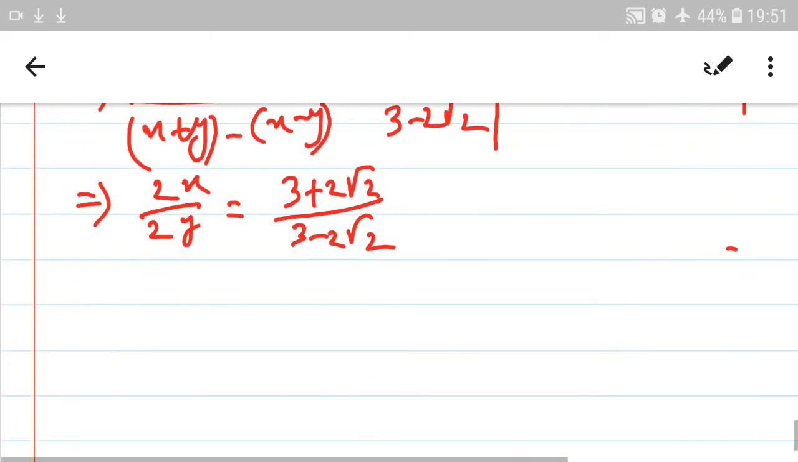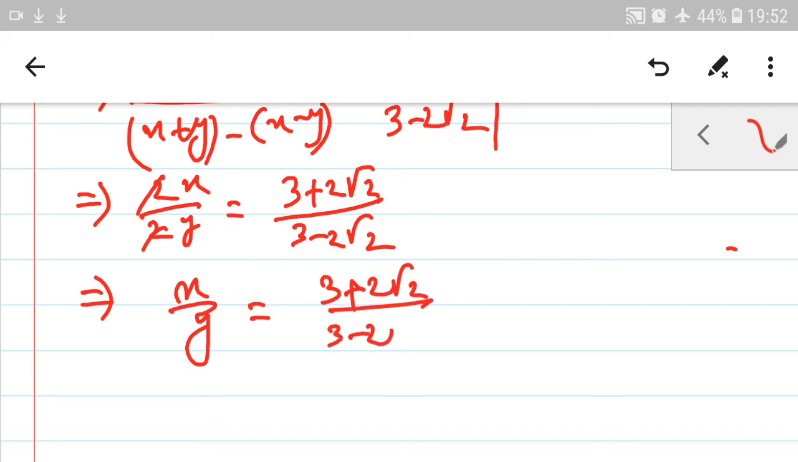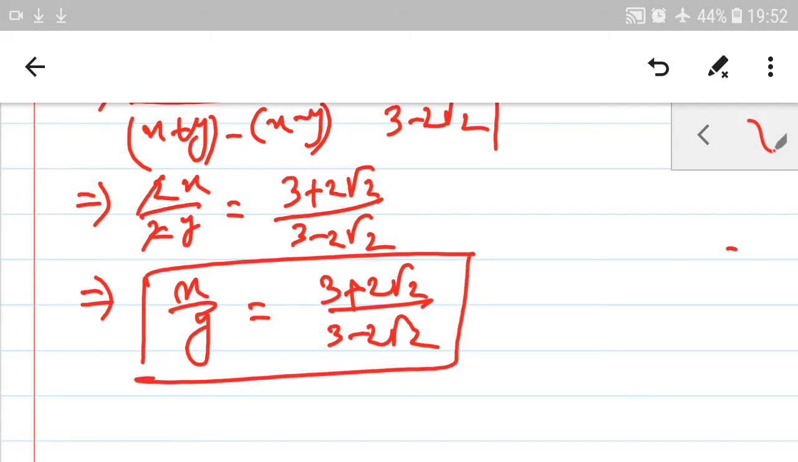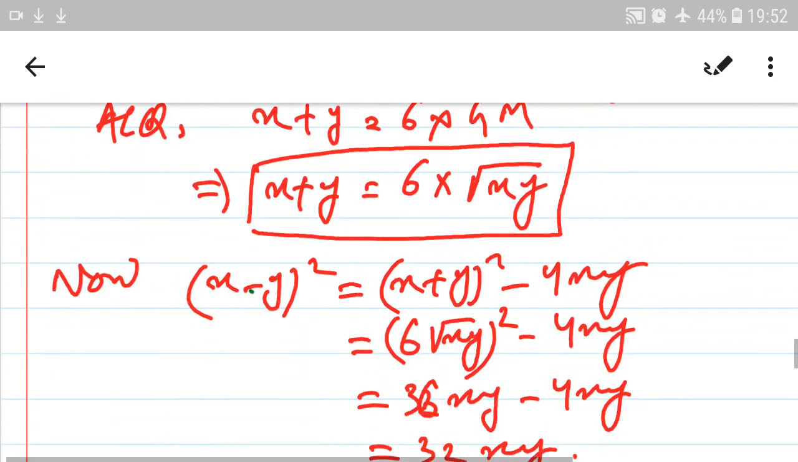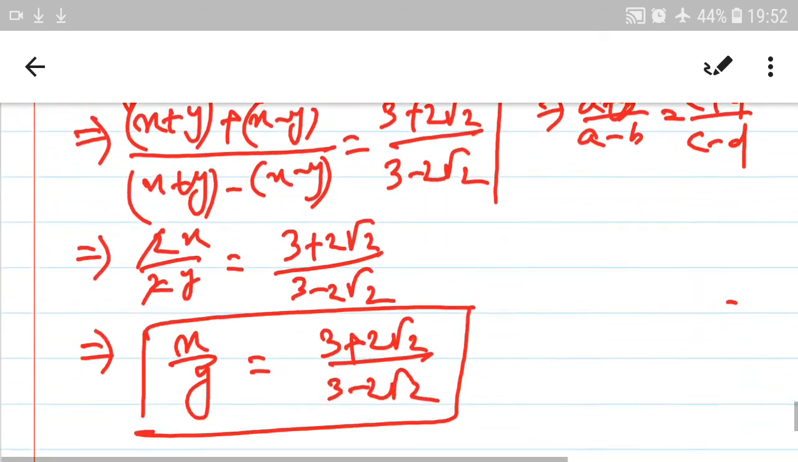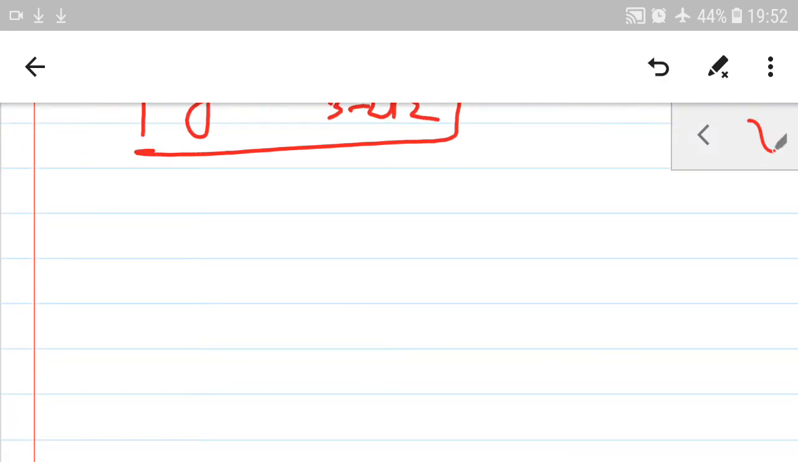If it is so, then I can write here 2 are getting cancelled. So the numbers are in the ratio, that is x by y is equal to 3 plus 2 root 2 divided by 3 minus 2 root 2. Clear? So this is the proof of that question, which was asking that the numbers are in the ratio of 3 plus 2 root 2 divided by 3 minus 2 root 2. Okay, a similar kind of question is there. Let me solve. This is the last question for today.